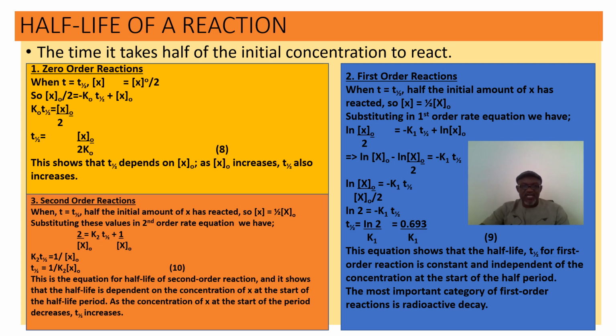Then we'll go to second order reaction. We do the same thing. Go to the second order reaction straight line equation, and then we substitute. Instead of 1 over x, we now have 1 over x0 over 2. So it becomes 2 over x0 is equal to k2 t half plus 1 over x0. So automatically, when we simplify, we will have t half is equal to 1 over k2 x0.